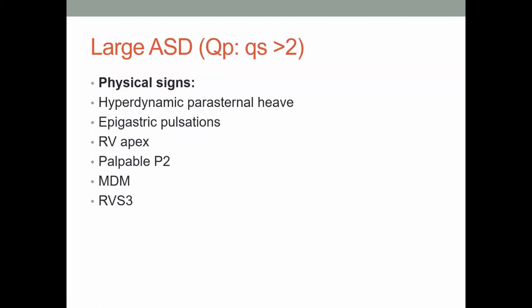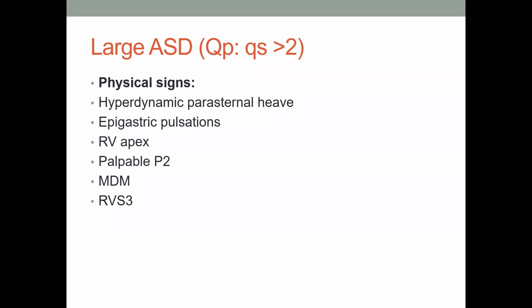Now let's come to the large ASD. That means clinically the shunt is more than 2:1. What will a large simple ASD look like? It could be primum, secundum, whatever, but it is an ASD which has produced a shunt more than 2:1. This will have three characteristic features: RV apex, ejection systolic murmur, and the wide fixed S2. These three will be common.